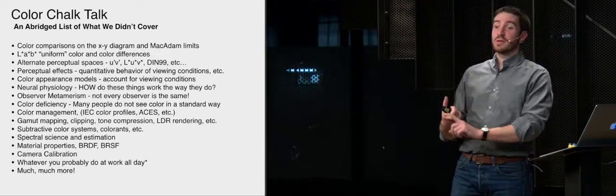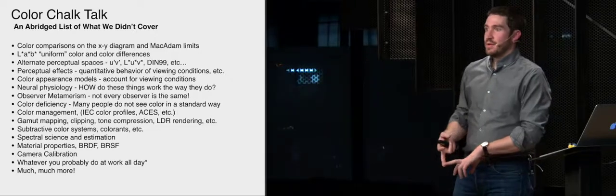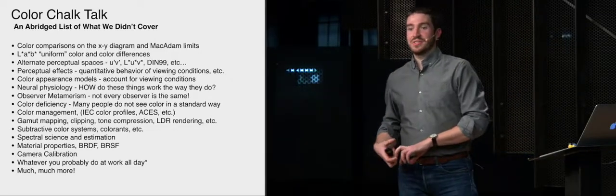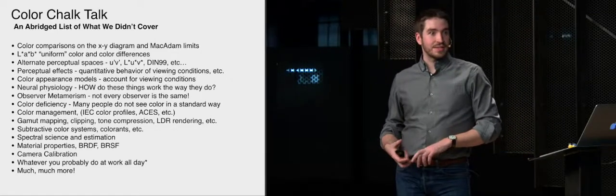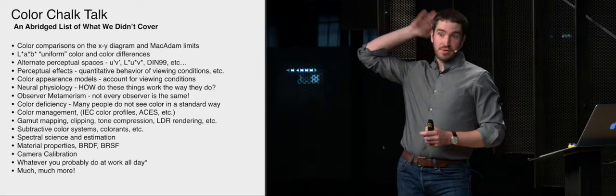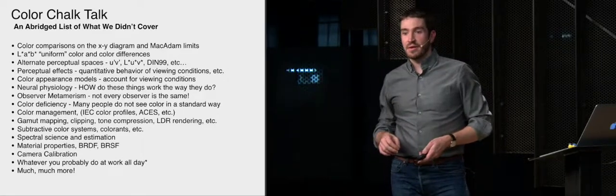How can we model the appearance of color? We still don't know how this actually works on the neural level. We have a couple of good guesses, but everything after V1 is sort of still a mystery. We don't know how any of that really works.